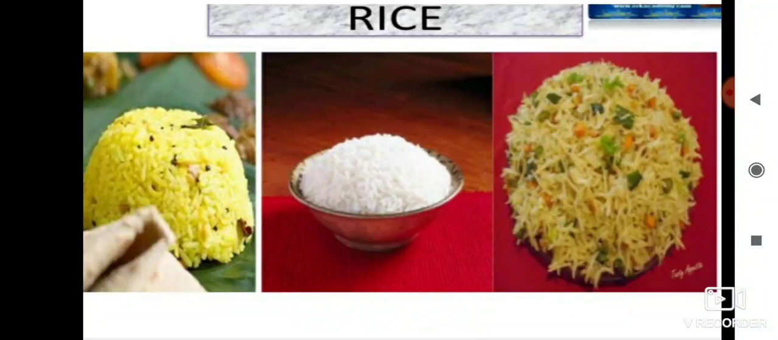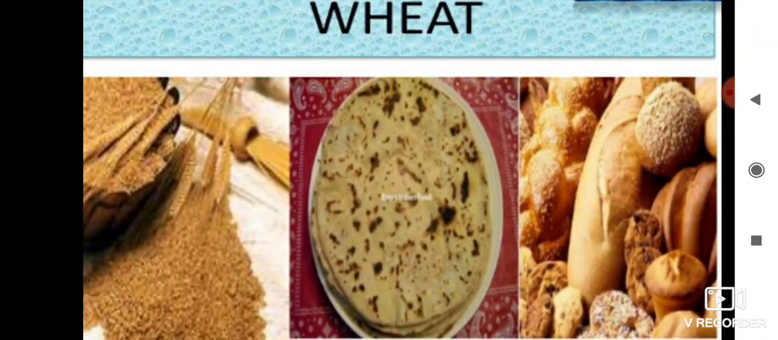Look here, rice. Rice is rich in carbohydrates. We can make varieties of dishes with rice, such as lemon rice, plain rice, and vegetable biryani. These rice items are rich in carbohydrate. Second, you can see wheat, such as roti and other wheat products. Wheat is also rich in carbohydrates.